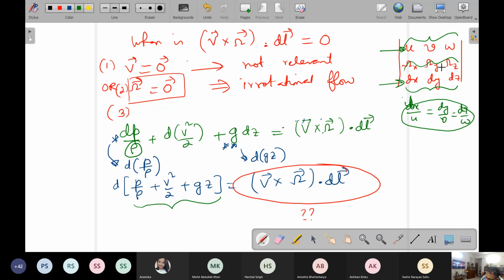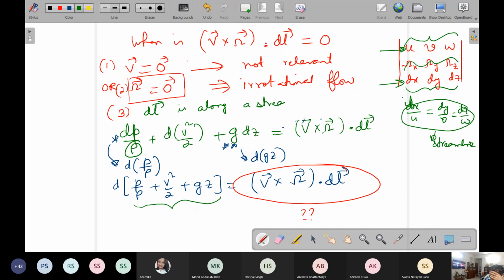So what is this? This is the equation of a streamline. The dx, dy, dz are spatial components, so that dl is along the streamline. So dl is along a streamline.